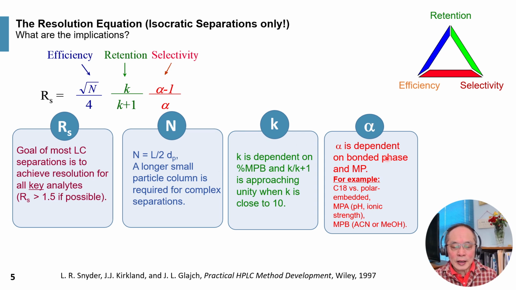Alpha is selectivity. Alpha is actually the most important factor in method development. And alpha is dependent on the bonded phase and the mobile phase factors, right? For example, changing from a C18 column to a polar embedded column would change alpha. And changing mobile phase A, pH, or ionic strength might also change alpha, as might changing mobile phase B from acetonitrile to methanol.